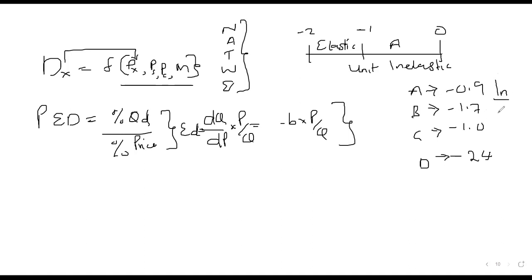About B? It's elastic. It's more than 1, yes. About C? It's unitary elastic. How about D? Elastic. It's very elastic, yes. So at least you have an idea of what elasticity looks like.